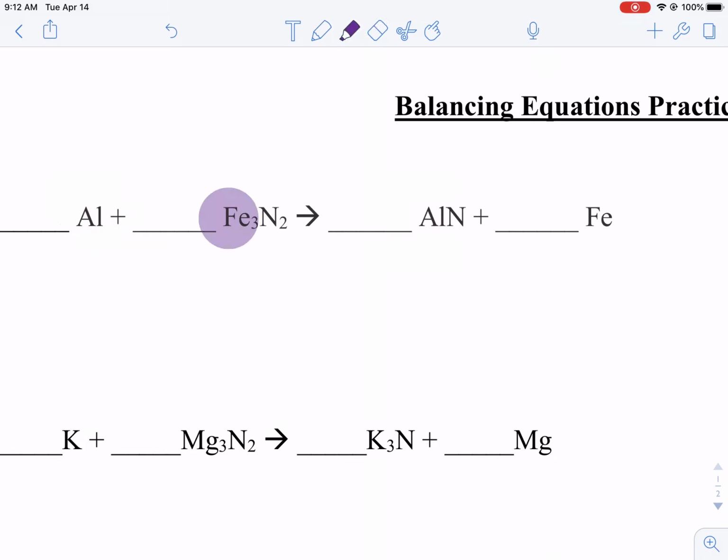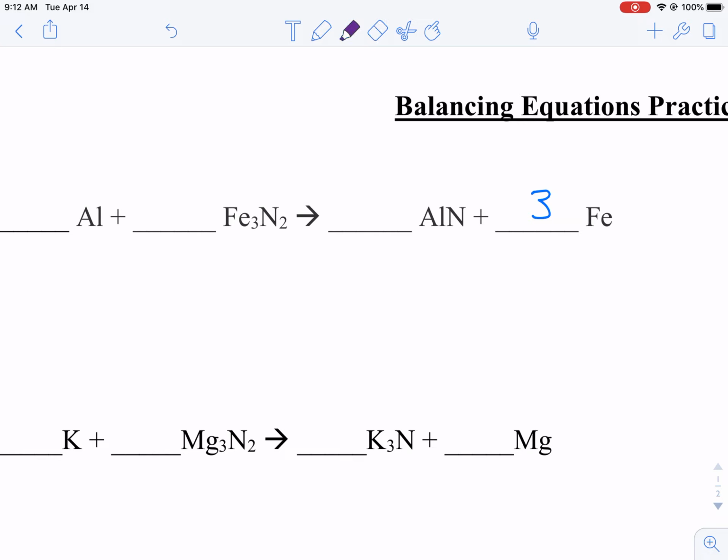Next, I want to look at iron. That's my other metal. And in my reactant side right there, I have 3, and in my product side right there, I only have 1. So I'm going to go ahead and put a 3 there. And now I have 3 Fe's in my reactants and 3 in my products.